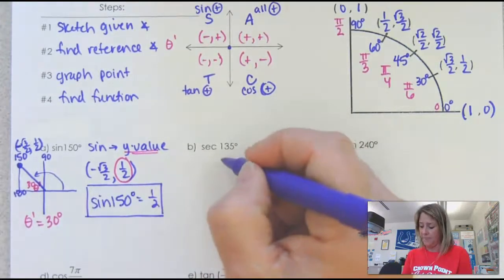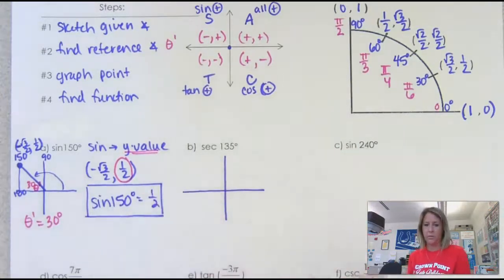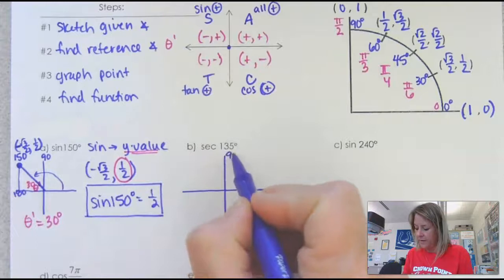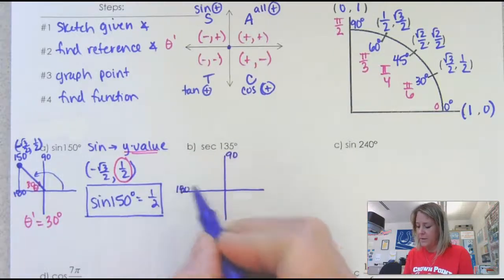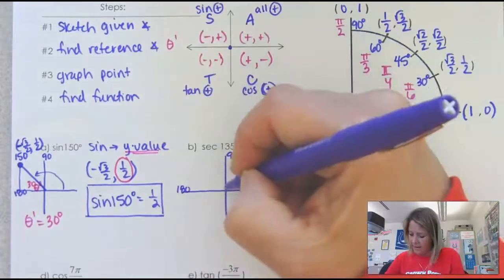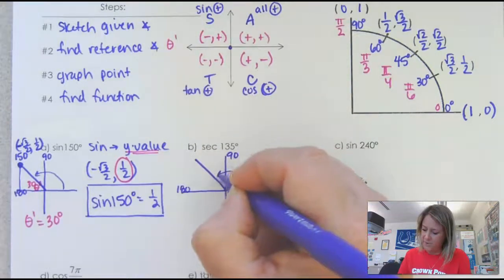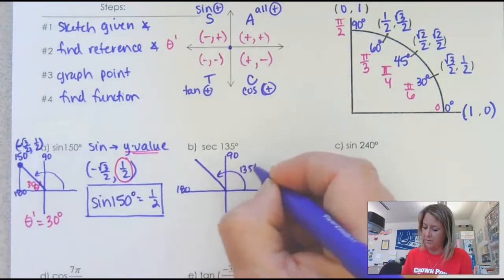Let's graph that angle. Let's think about where 135 degrees is. We're still in degrees. We don't have to worry about radians here yet. So I've got 90 degrees and I've got 180. So I don't need this bottom part. 135 is somewhere between 90 and 180. So let's just go ahead and make our angle there. That's my 135 degree angle right there.